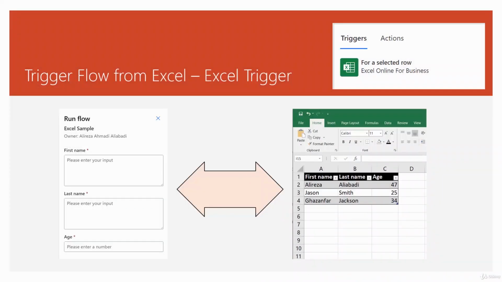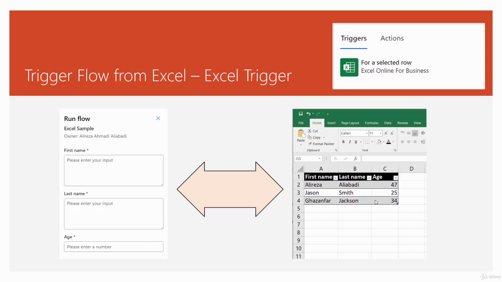After we learned a little bit about Excel and the basics that we need from Excel to work with Power Automate, it's time to create a flow that we can run from Excel. If you remember, we could create and run a flow by pushing a button. It was something like this. For example, first name, last name, age, and finally we were pushing a run button, and it was running the flow, passing all these values to Power Automate flow.